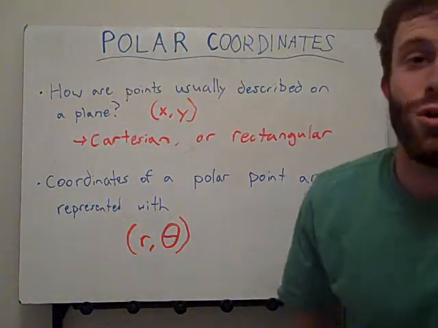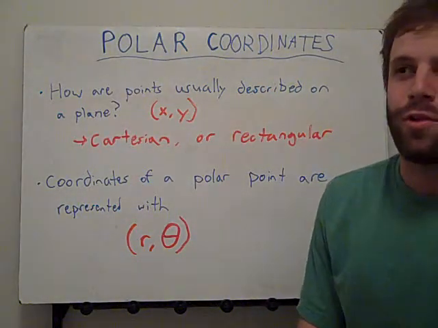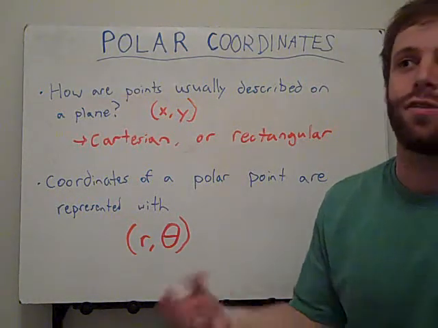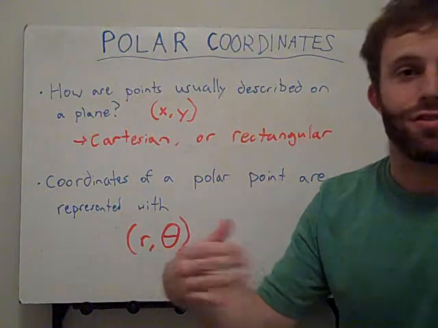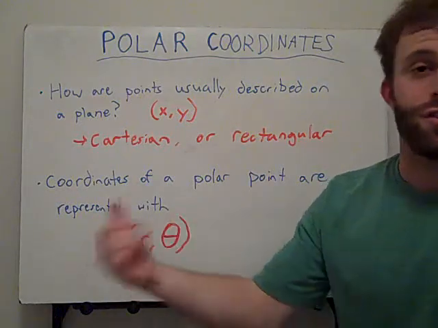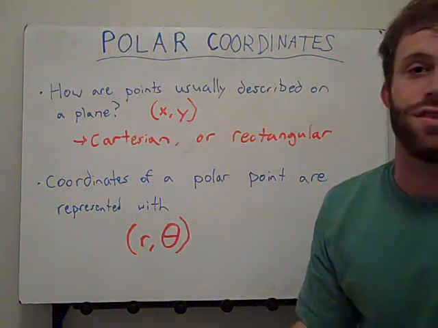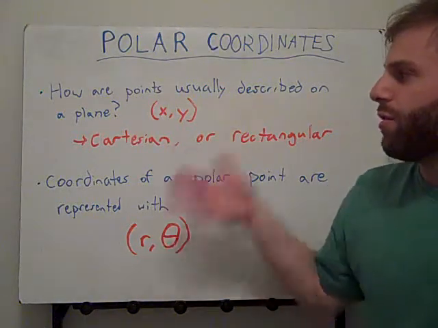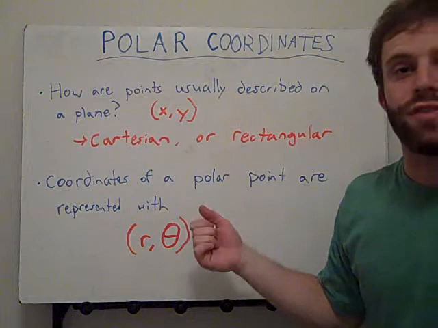This is a quick overview of polar coordinates. So usually on a plane, when we want to describe a point, we talk about it in terms of x and y. So we're moving some distance across the x-axis and some distance up or down the y-axis. And that's what's known as our Cartesian or rectangular coordinate system.